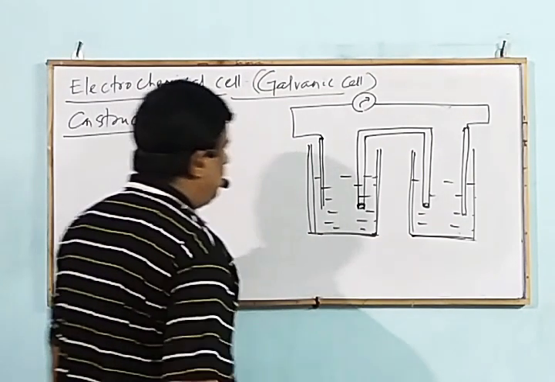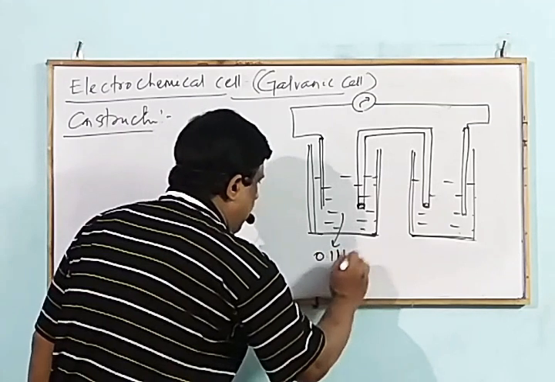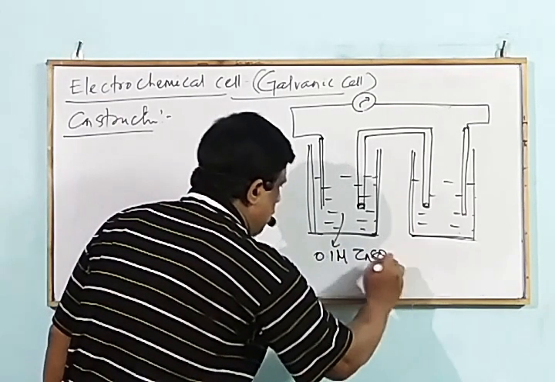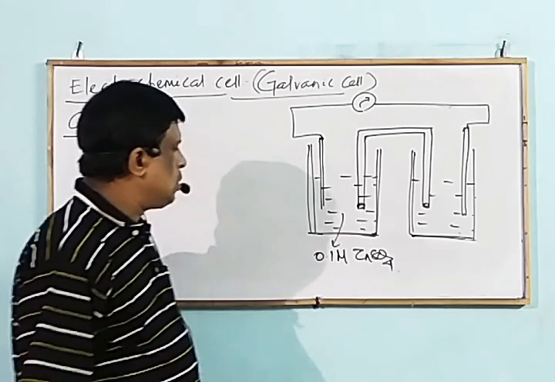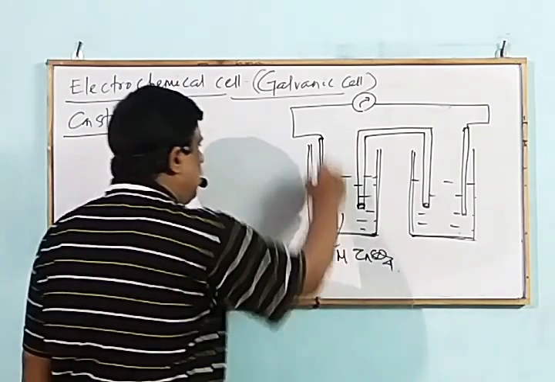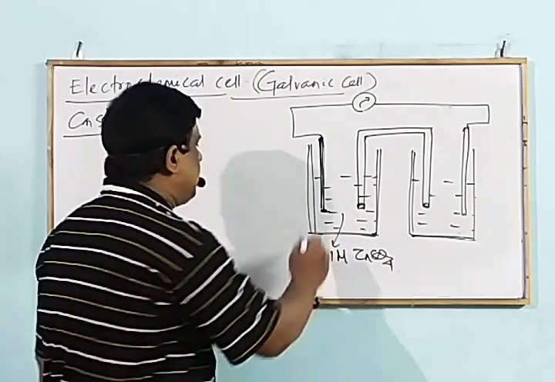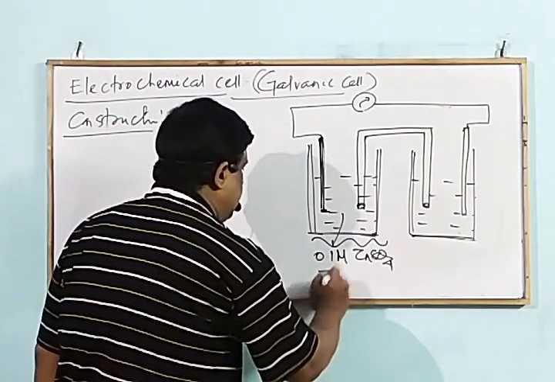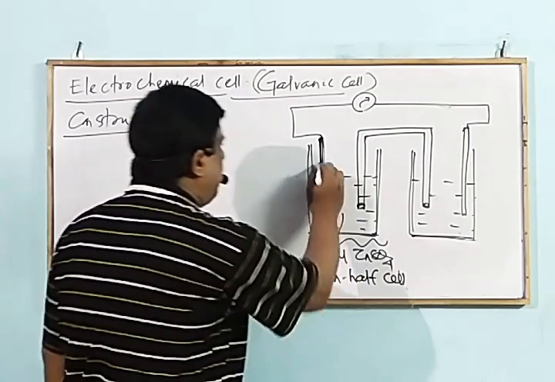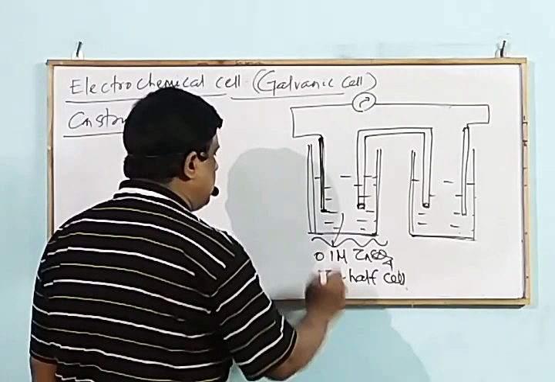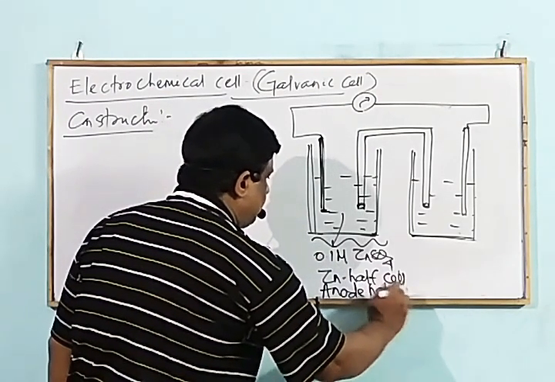One container, in which 0.1 M zinc sulfate solution is taken, in which a zinc rod is dipped in the solution, and this is known as zinc half cell. And it behaves as anode, so otherwise it is also known as anode half cell.